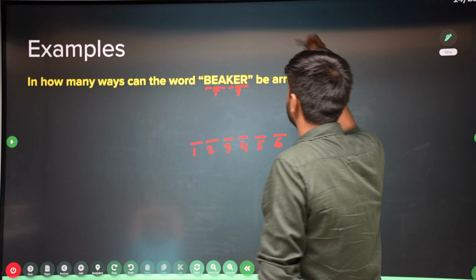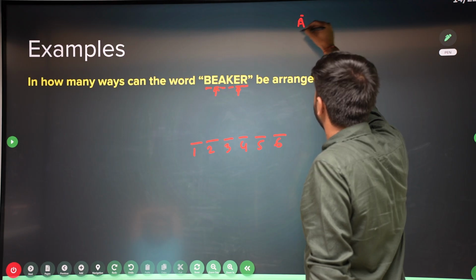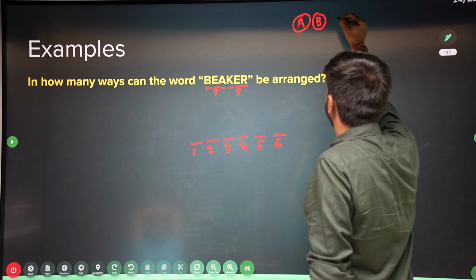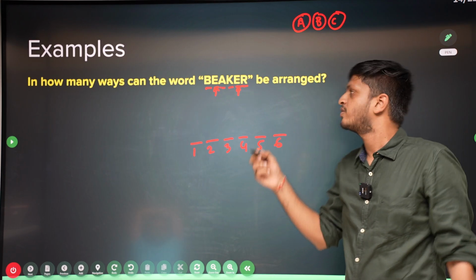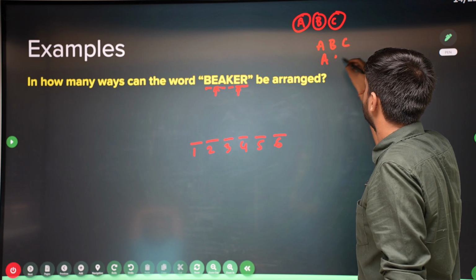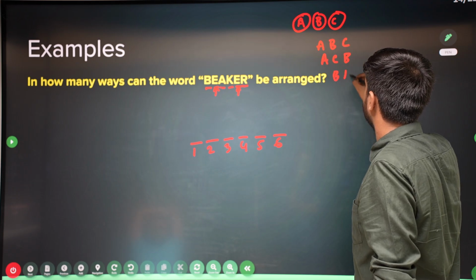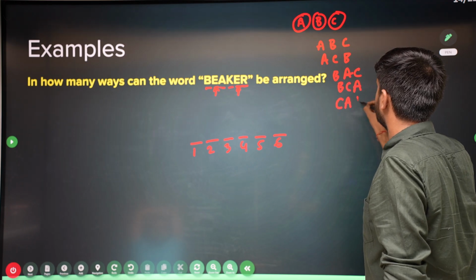So what will happen? Why is this a problem? Firstly, let me tell you that. Let's say we have 3 letters A, B, C. We know that there are 6 ways in which we can arrange it, right? 3 factorial. What are those? ABC, ACB, BAC, BCA, CAB, and CBA.